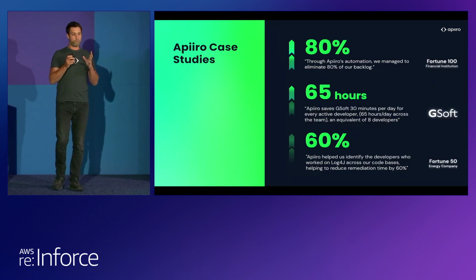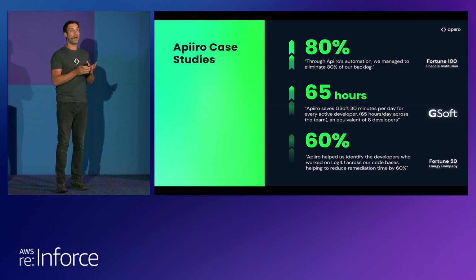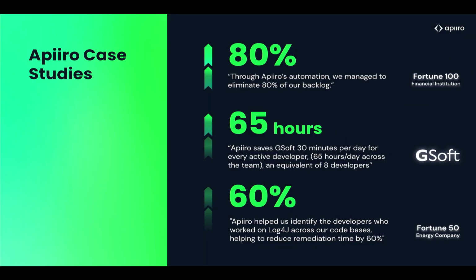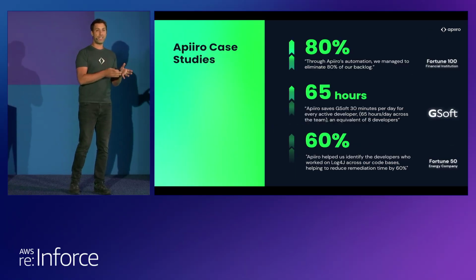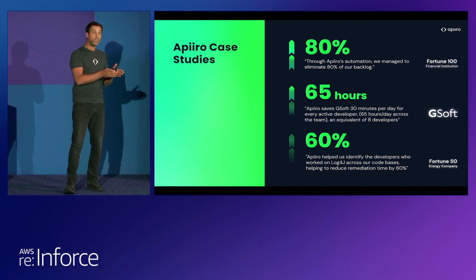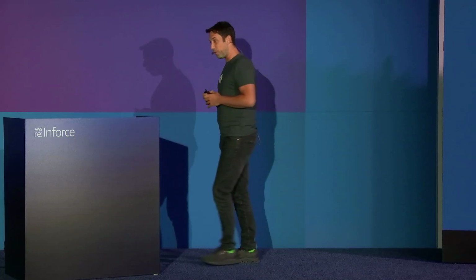You can see in a Fortune 100 financial organization, we reduced the backlog by 80%. GSoft are saying that we saved more than 65 hours, which are equivalent to 8 developers in their organization. And lastly, we helped an energy company in the Fortune 50 to reduce the mean time to remediation of Log4j by tying it to every code component, understand where it's deployed, and tie to a code owner that can actually fix it. So let's see a quick demo.